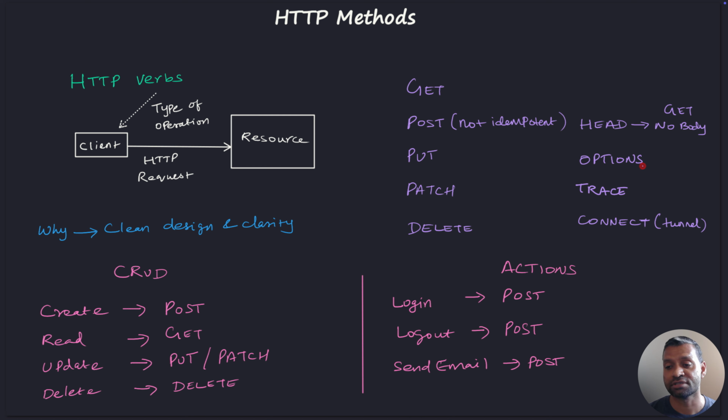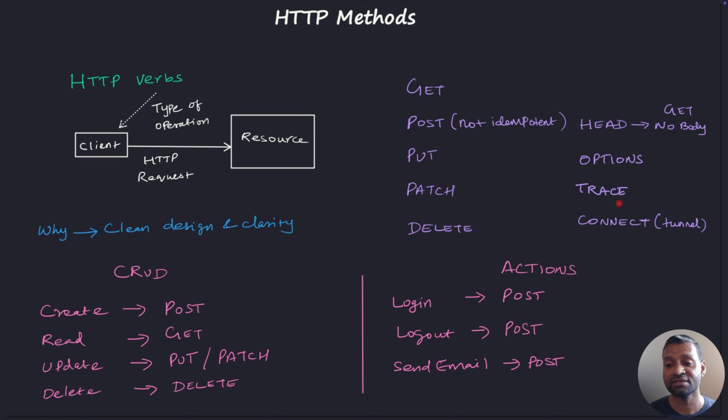Then we have OPTIONS. OPTIONS is used to find out what other methods are supported by this particular resource. Let's say you have a resource called student and you want to find out what operations are supported by that particular student resource, whether it is GET, PUT, PATCH, DELETE. Then you'll be making OPTIONS requests to that particular resource, and in response you'll be getting all the HTTP methods supported by that particular resource.